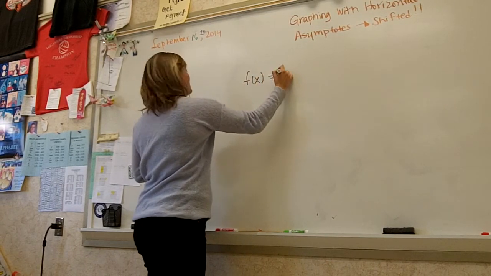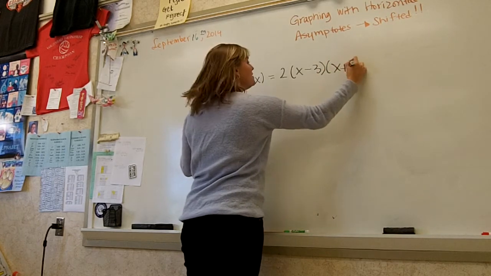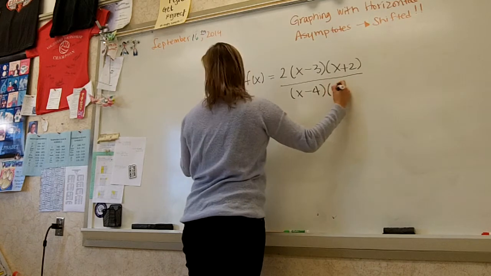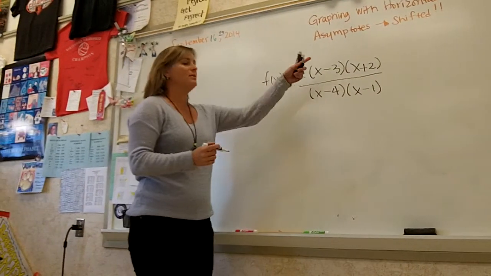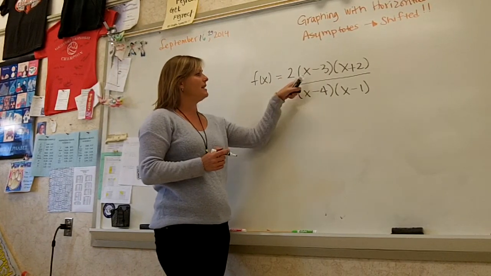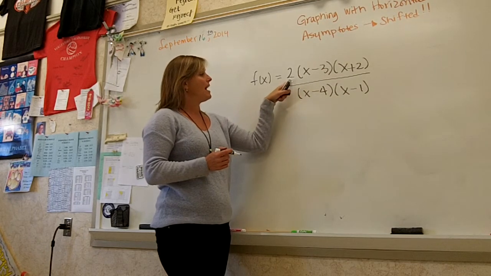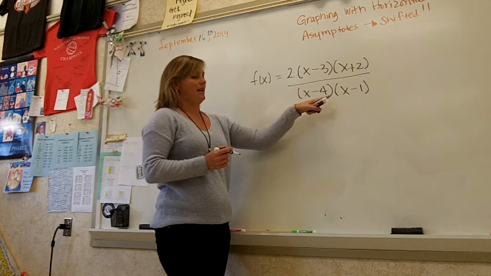f of x is equal to 2 times (x minus 3) times (x plus 2), divided by (x minus 4) times (x minus 1). Okay, so this one's already factored for us, which is pretty nice. On the top I'm going to have x squared, and on the bottom I'm going to have x squared, but I have this 2 out here, so it's going to be 2x squared divided by x squared.